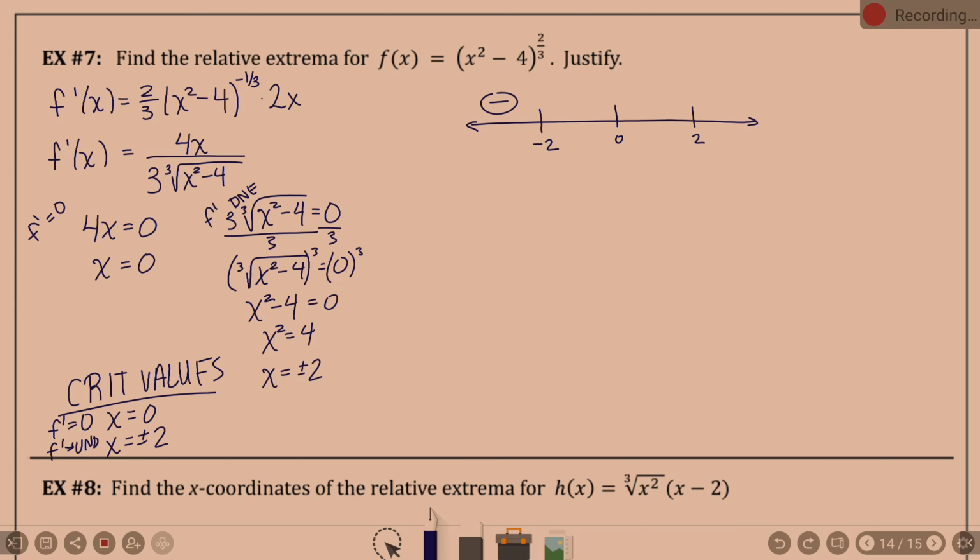Okay, between -2 and 0, I'm going to use -1. I'm going to have negative on top. -1 squared minus 4 is going to be a negative. Negative divided by negative is a positive. Catching on? 1. What's 1 going to do? Positive over negative, which is a negative. A number bigger than 2. Positive, positive. And you see where we're going with that, right?